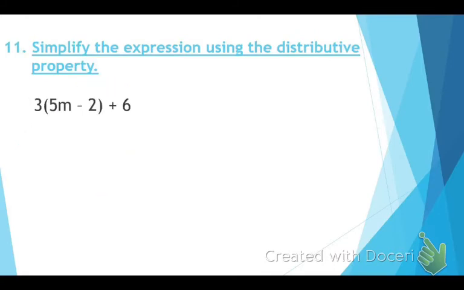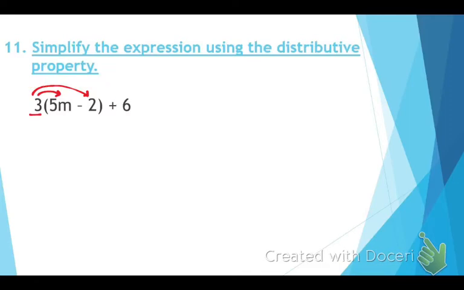Okay, so the instructions ask us to simplify the expression using the distributive property. Reagan, is there anything that needs to get distributed? Reagan Stevens, what needs to be distributed? The 5, the 2, and the 6. No. Other Reagan, what needs to be distributed? The 5m and the 2. No. Jocelyn? The 3. The 3, whatever number is on the outside of the parentheses has to be distributed. Should I also distribute it to this 6? No, you only distribute it to what's inside of the parentheses.